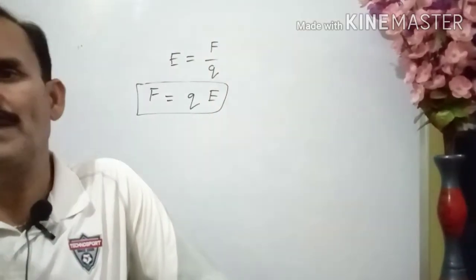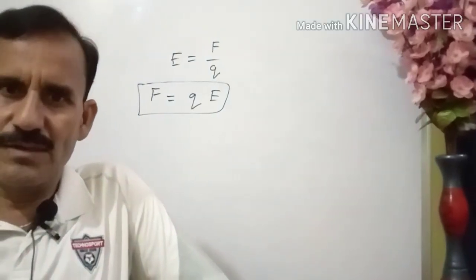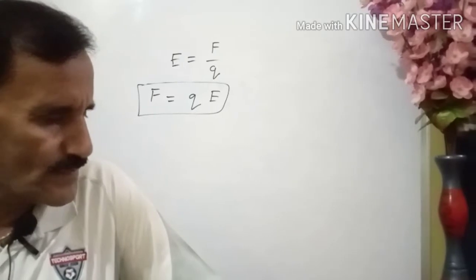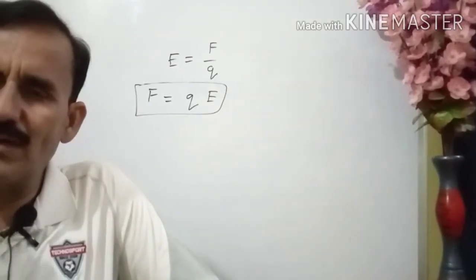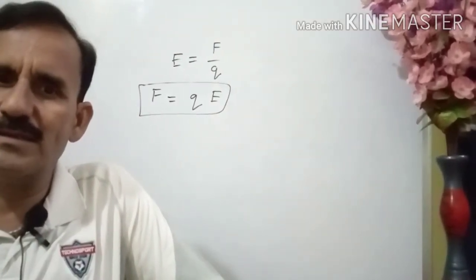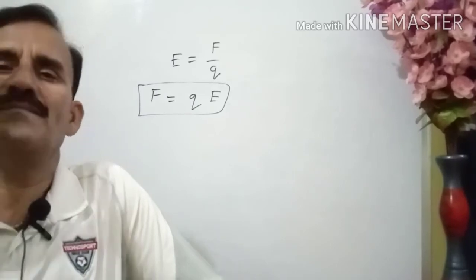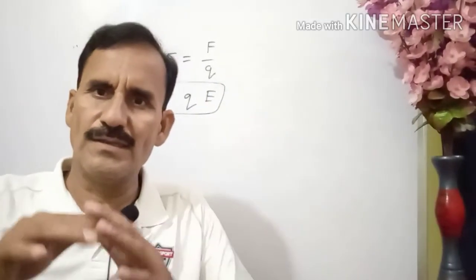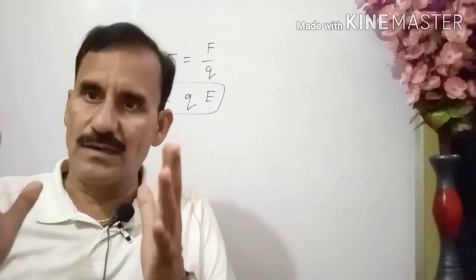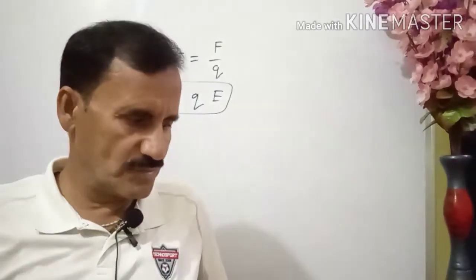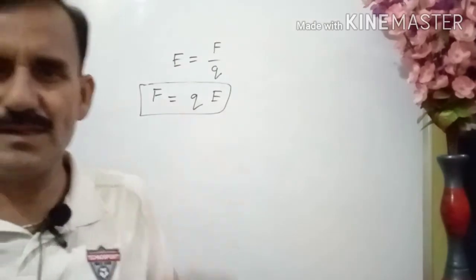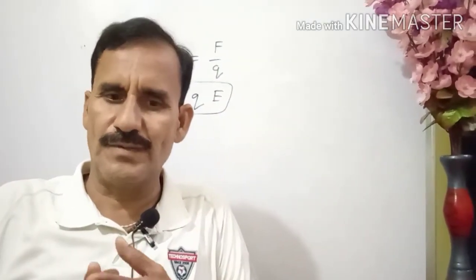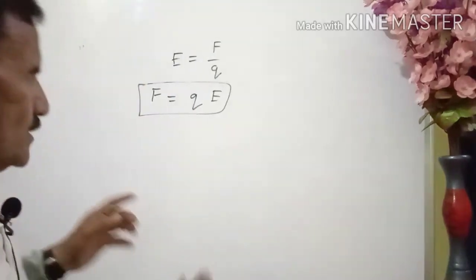And when it is displaced, there will be work done due to this force. So that's why whenever a point charge is displaced from one point to another in an electric field, there is always work done. So what can be the mathematical formula or concept of that, we are going to see.